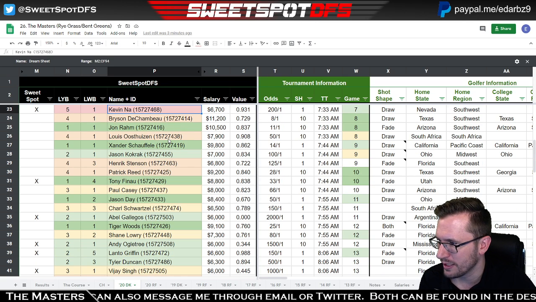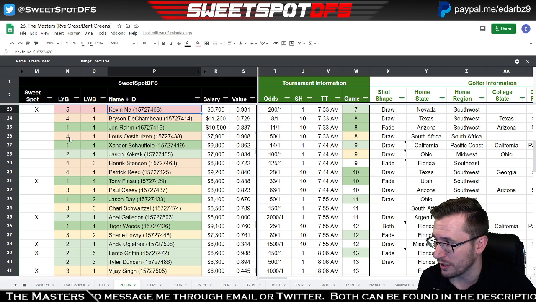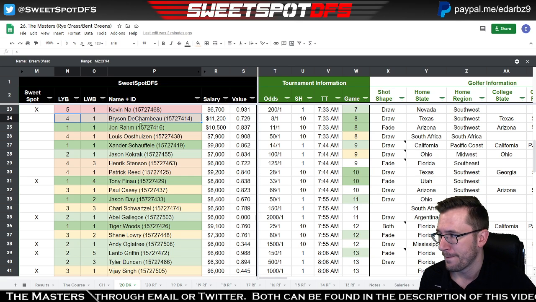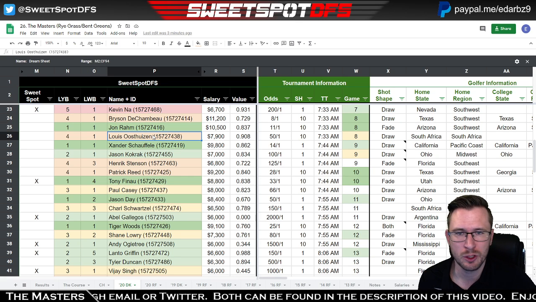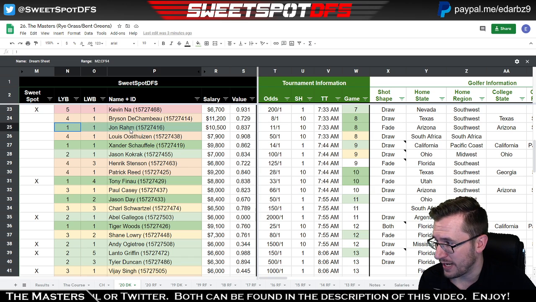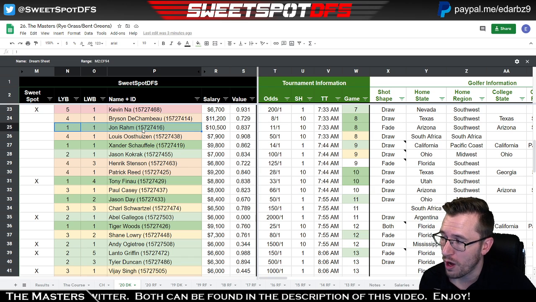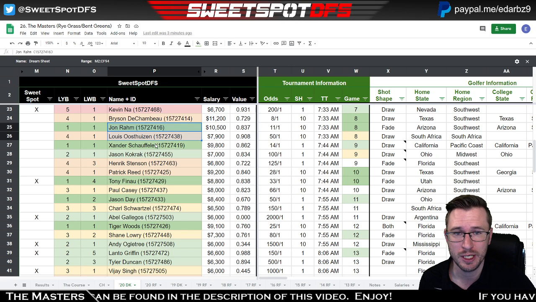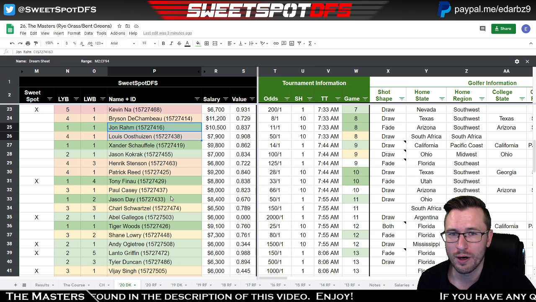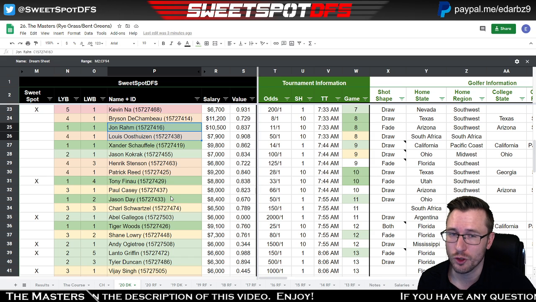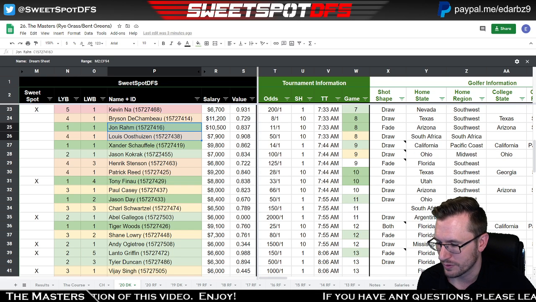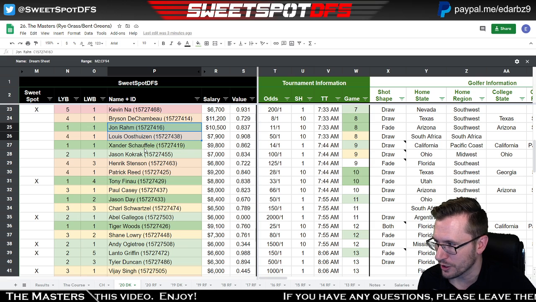Bryson, Rahm, and Louis Oosthuizen are playing together. Now, Louis is a 4-1, so if you were playing multiple 4-1s, a Bryson-Louis stack wouldn't be terrible. If you wanted to find a 1-1 to go with a 4-1, Rahm and Oosthuizen wouldn't be terrible. But if you were to put Rahm and DeChambeau together, you limit your lineups considerably. So I probably wouldn't go that route. But either way, that seems like a pretty good group.